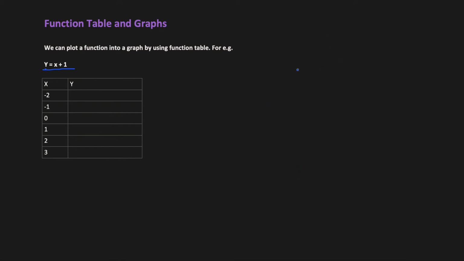So for example, on an x and a y coordinate system. In order to simplify the plotting of a given equation onto a graph, we will use a function table. So here we will look at how to create a function table, and then in the subsequent examples we will study how to plot this into a graph using a function table.